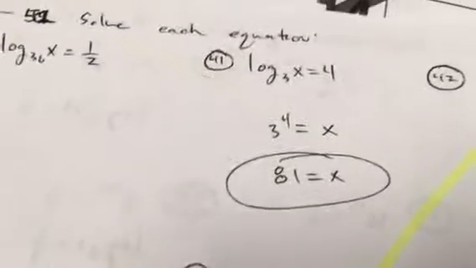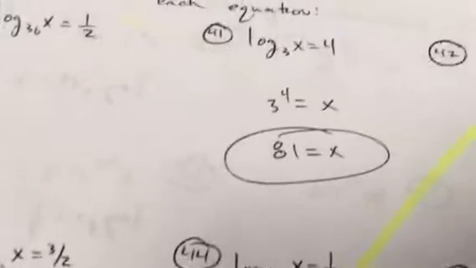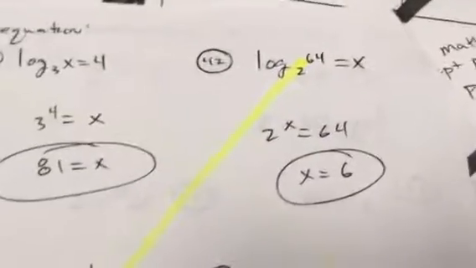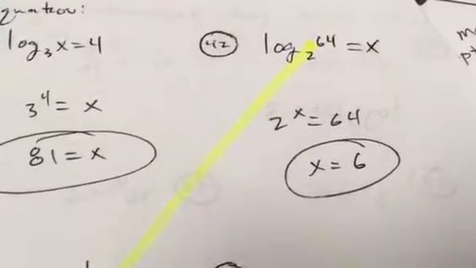All right, here on the next page, guys, get these all to be exponential. 3 is the base, 4 is the exponent, x is the answer. 2 is the base, x is the exponent, 64 is the answer.